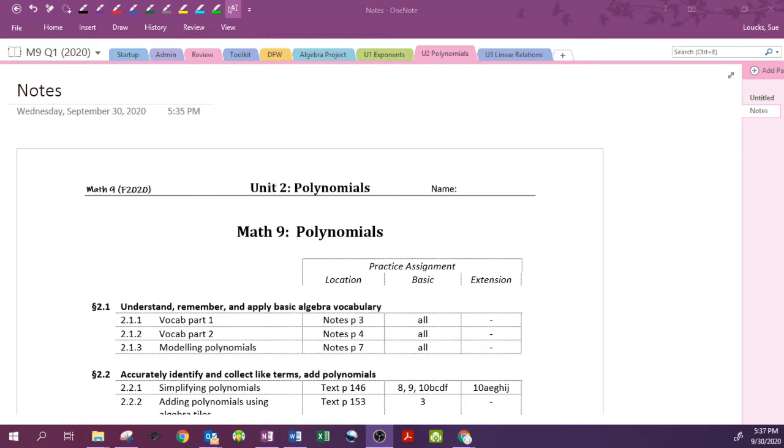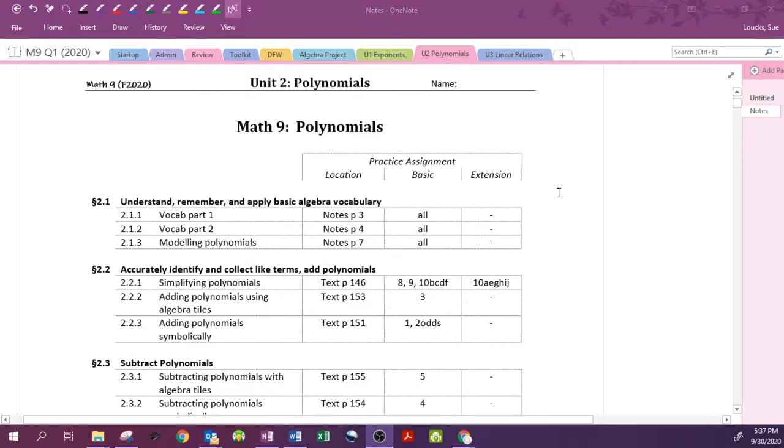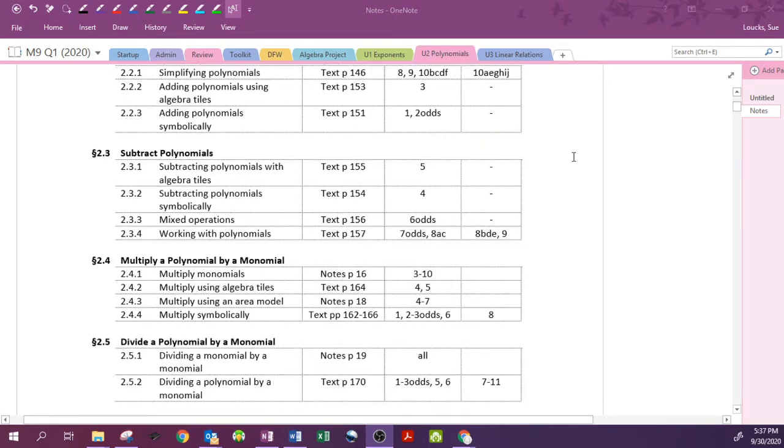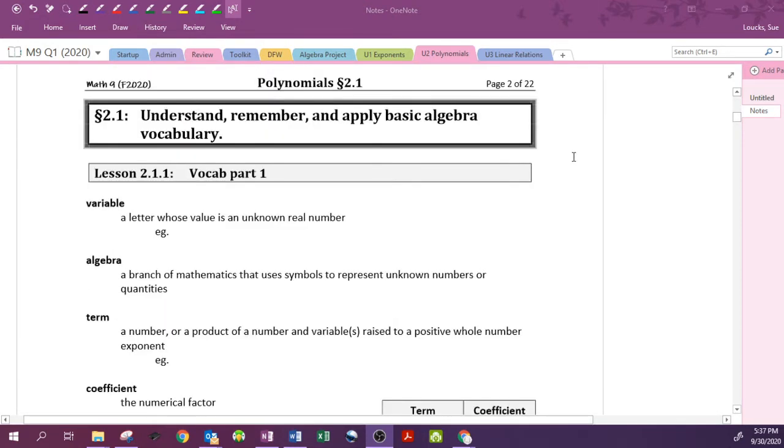Hi everyone, we're going to talk polynomials today. We're going to start with some vocabulary because that is really important for understanding what's going on. So we're going to start vocab part 1.